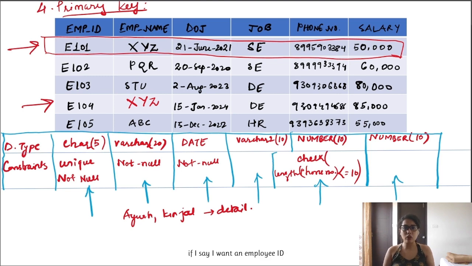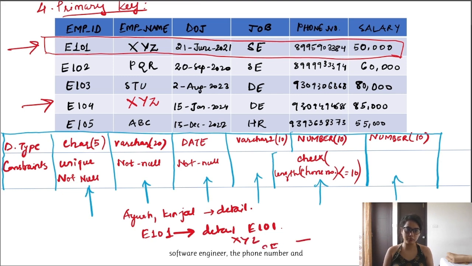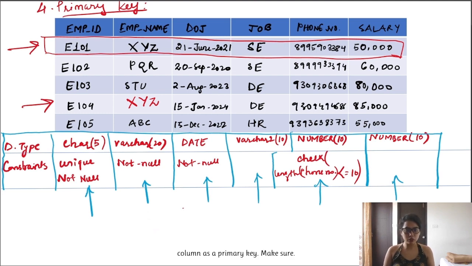But if I say I want the detail of employee number E101, what will it give me? Detail of the 101 employee record, right? XYZ, date of joining, is he a software engineer, the phone number, and a salary of 50K. This I'll get. So make sure to always make the column a primary key which is unique, which uniquely defines the complete record, and of course it should be not null.